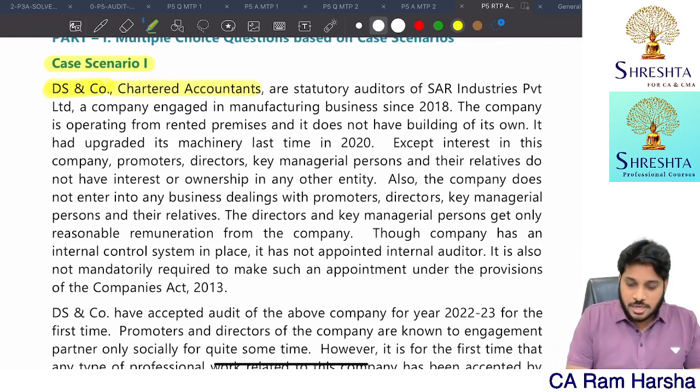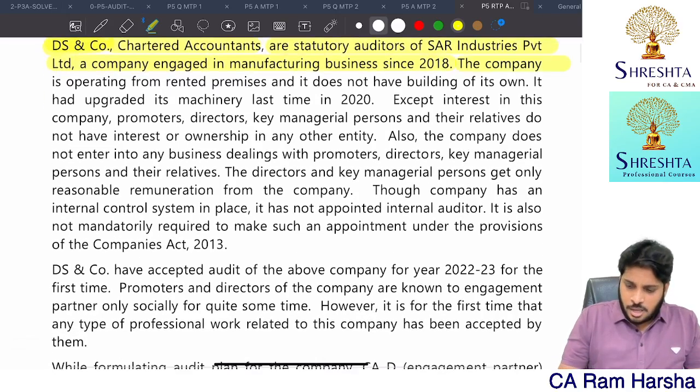DS & Co, chartered accountants, are the statutory auditors of SAR Limited, a private company engaged in manufacturing since 2018. The company is operating from rented premises and does not own a building. It last upgraded its machinery in 2020.